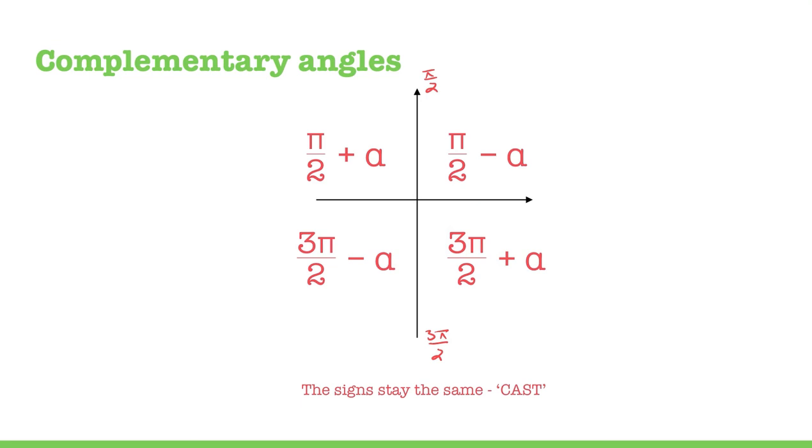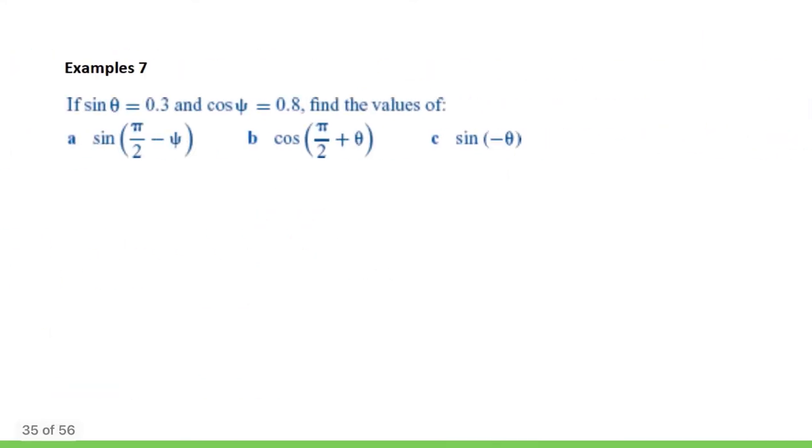So if I want sine of pi on 2 minus theta, that means I'm looking for the y value, and the y value, for example, is negative here, so we would include a negative. So let's go ahead and apply all of these concepts to this example.